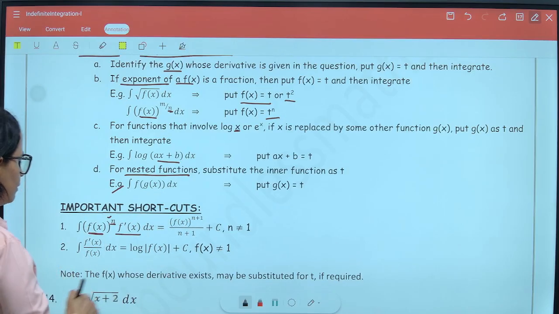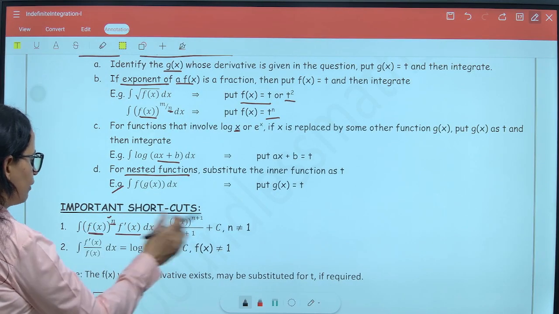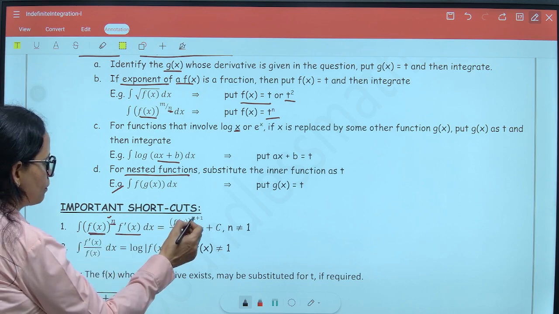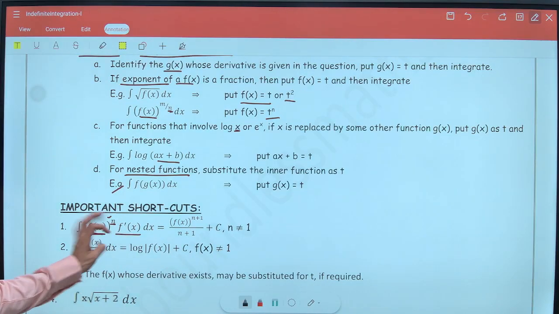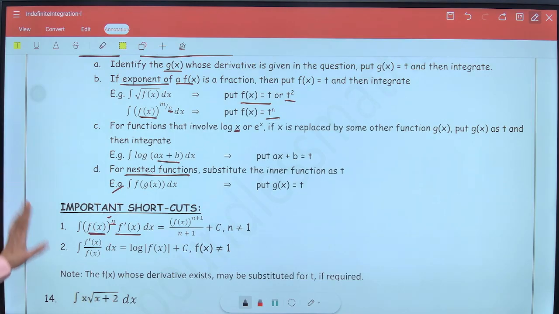Then what is the integral? The integral is of only this function: f(x) to the power n plus 1 upon n plus 1, plus c. This is one property, a shortcut using all these substitutions you will come to.